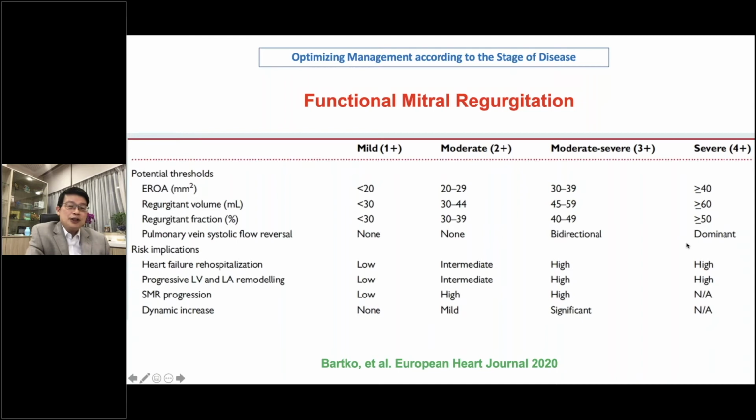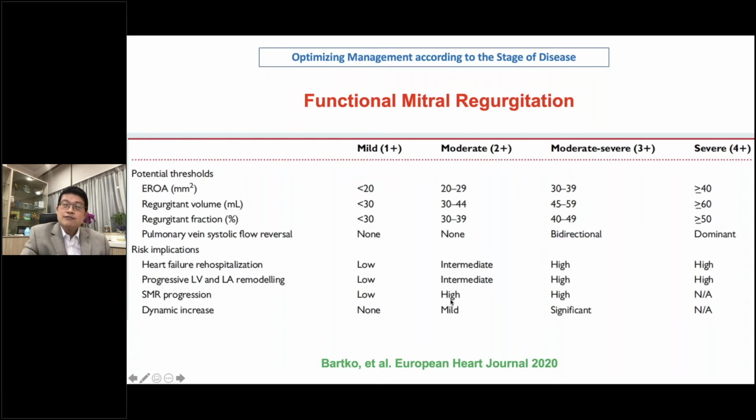The severity of the mitral regurgitation is one of them. So if we have improved their mitral regurgitation to at least mild, then there is definitely no indication for any intervention of the mitral valve. If we have reduced the severity of mitral regurgitation to moderate, then it is debatable what we do. There is still an intermediate risk of them having heart failure hospitalizations and progressive LV and LA remodeling, and a high risk that the mitral regurgitation would progress again to severe.